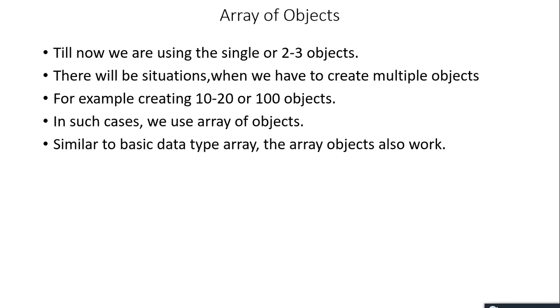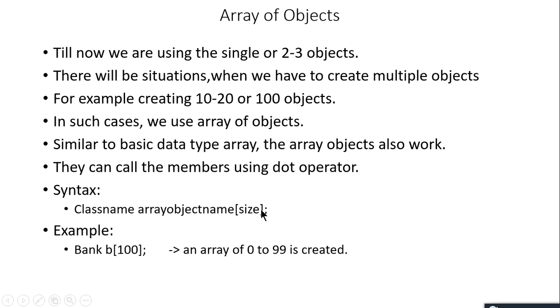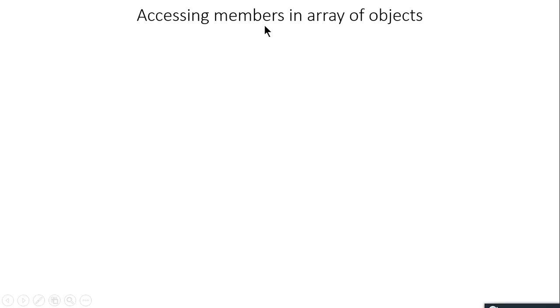Just like you create an array of a basic data type, you can create an array of objects as well. They can call the members using the dot operator, similar to the arrays that we were using with structures. You can use the same way and access the members using the dot operator. So this will be the syntax: class name, array object name, followed by the size. For example, this is Bank B100. I'll write the program for you. Just a second, let's cover this first.